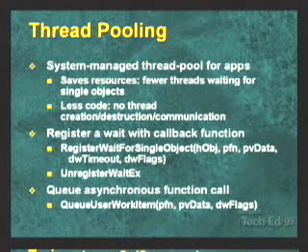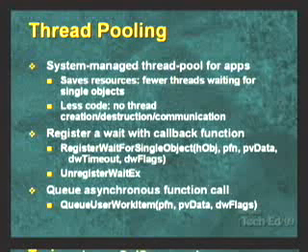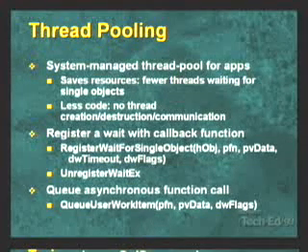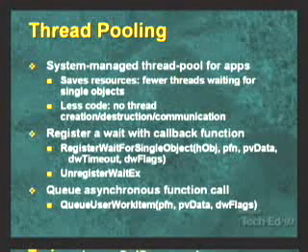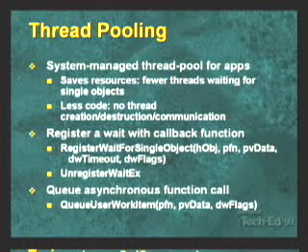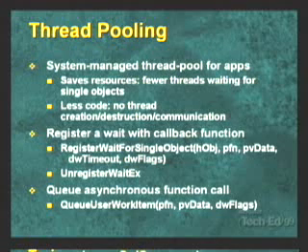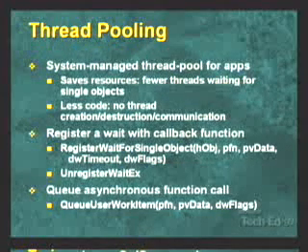So now a thread in the thread pool will be created, or it may use an existing thread in the pool. When the object becomes signaled, your function will be called. You must be aware you're being called on a thread pool thread that you did not create. So there are some thread synchronization issues here that you may need to be aware of in this callback function. So make sure you do the right thing. There's an unregister wait that cancels a wait.